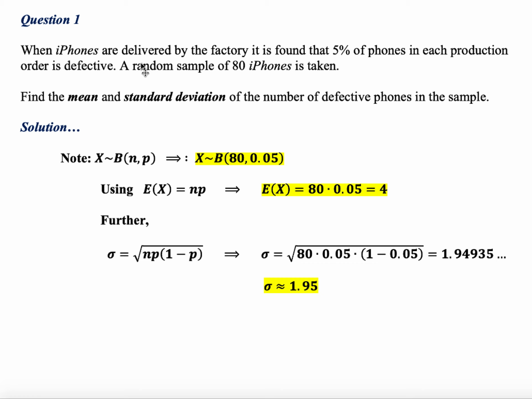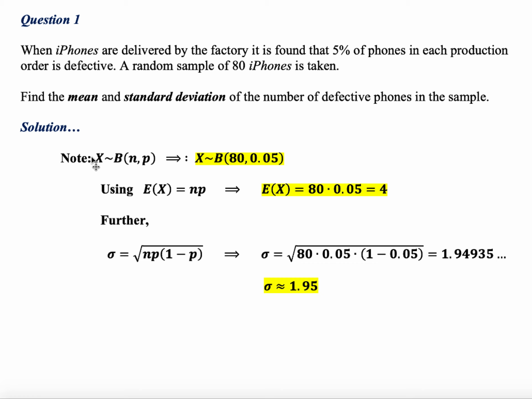When iPhones are delivered by the factory, it's found that 5% of the phones in a major shipment, right, in each production, are actually defective. So let's say out of that huge number of phones delivered in that one order, let's say a random sample of 80 iPhones is taken. Let's actually find the mean and standard deviation of the number of defective phones in the sample.